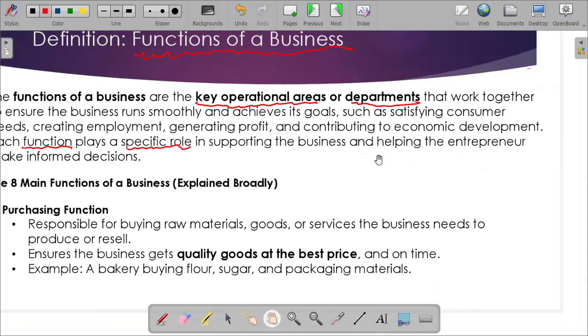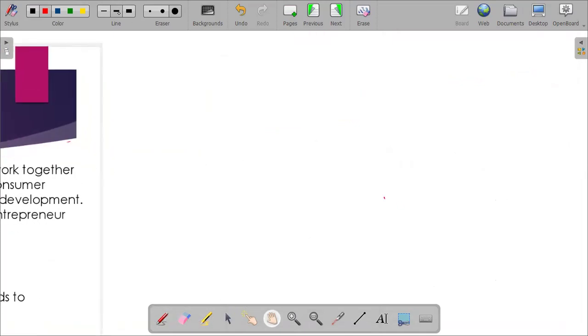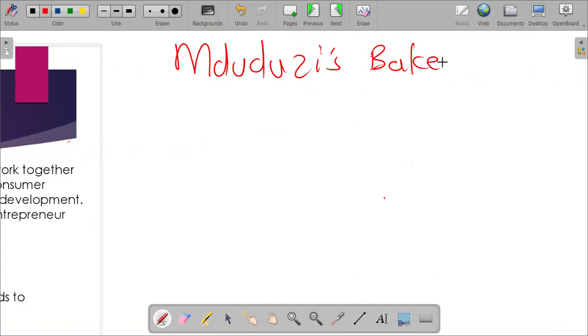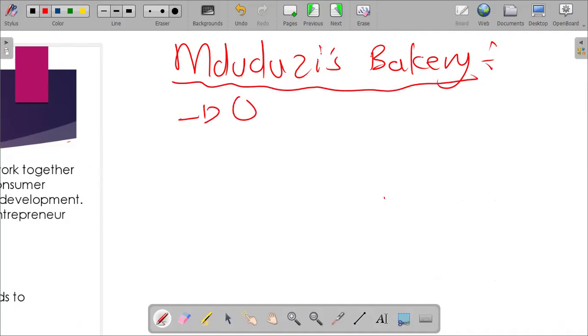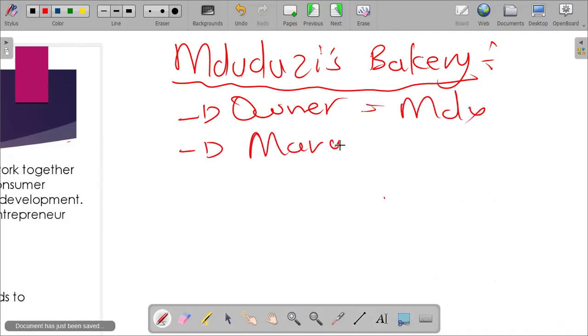Let's put them again up here so that you'll always remember them. If you were listening to part 1, you'll know that Mduduzi's is the business that we'll be using to explain the functions of the business. Mduduzi's bakery, right? Where we had what? The owner as Mdu. We had the manager.